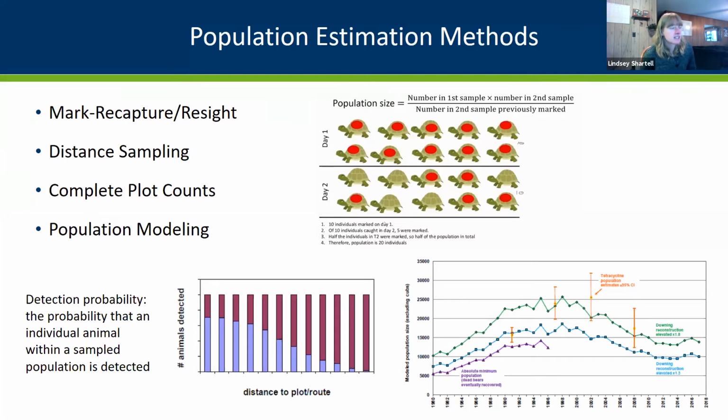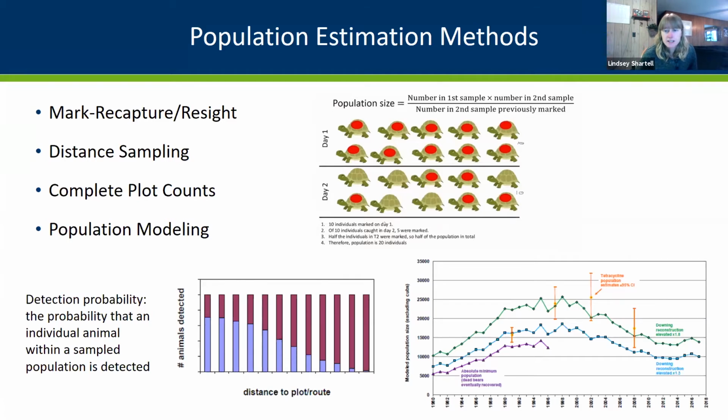Another method is distance sampling, which uses the concept that the probability of detecting an animal decreases as its distance from the observer increases. It uses the detection probability to account for individuals that were missed, improving the precision of the estimate and reducing bias. Detection probability, so that's shown in this graph on the bottom.